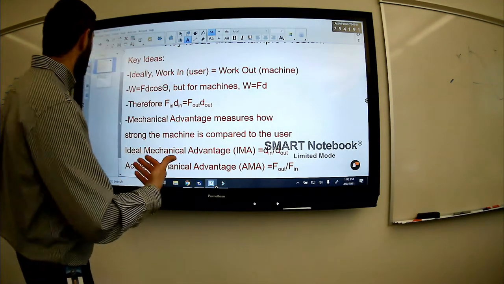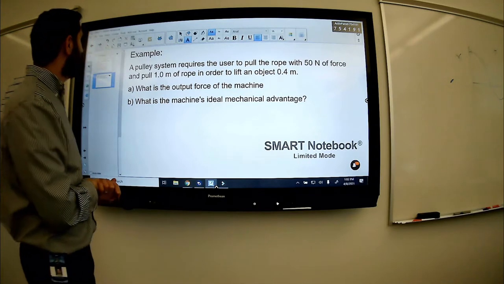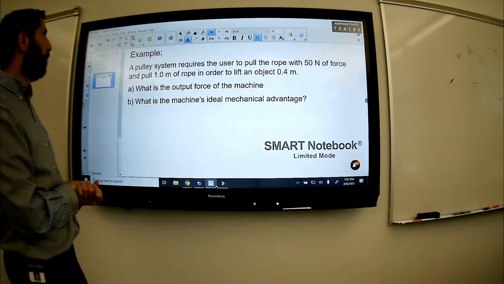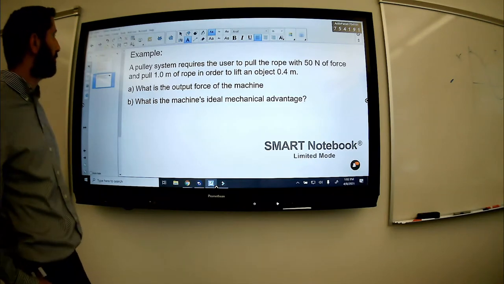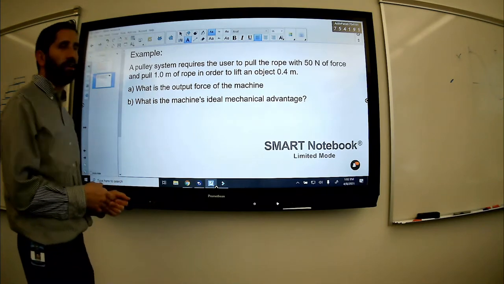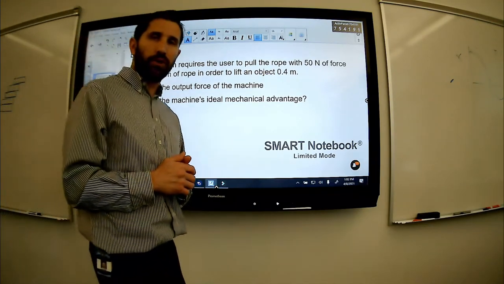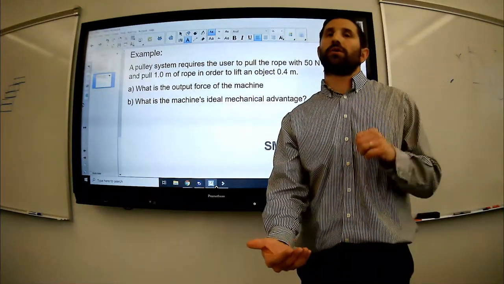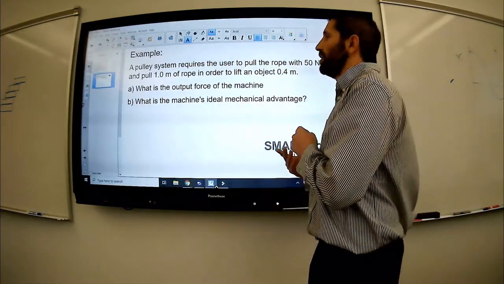All right, so let's take a look at an example problem here. The example problem says, a pulley system requires the user to pull the rope with 50 newtons of force and pull 1.0 meters of rope in order to lift an object 0.4 meters. A says, what is the output force of the machine? And B, what is the machine's ideal mechanical advantage? It's very important when we're solving these kinds of problems. The very first thing you want to be thinking about is, what is the user doing and what is the machine doing? Because what the user does is what we call input, and what the machine does is what we get out.